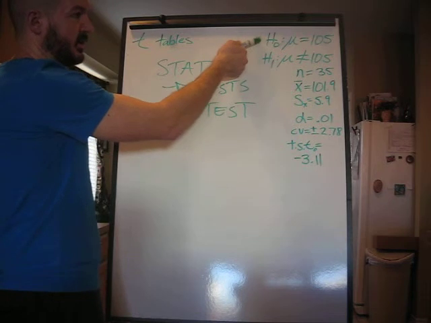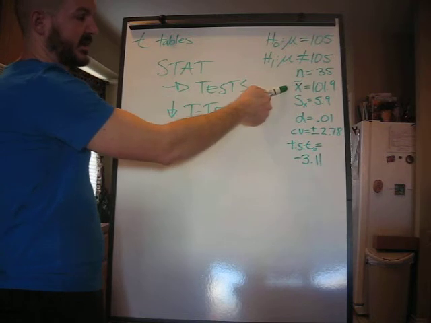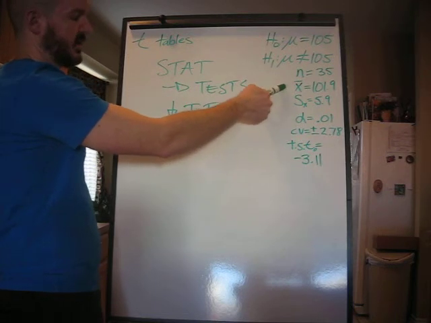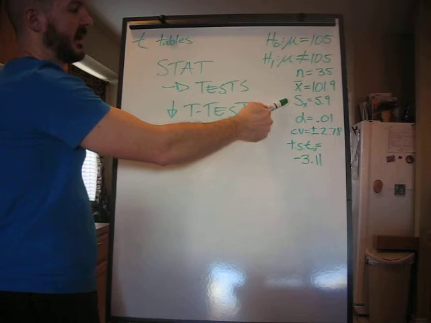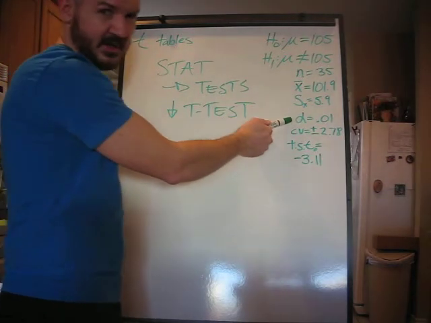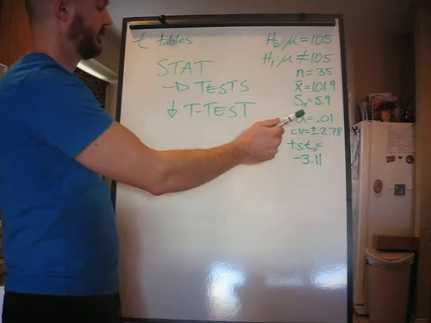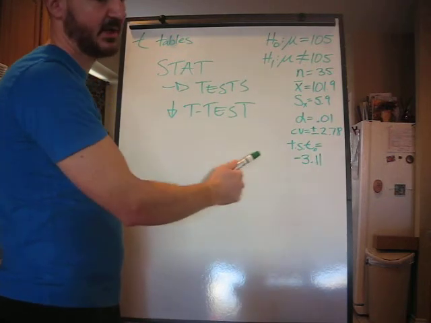Your mu naught is 105, n is 35, x bar is 101.9, and your s sub x is 5.9. You do not need to put your alpha in there. That's for drawing the curve, which I'm going to show you next. Go down to the bottom and hit calculate.